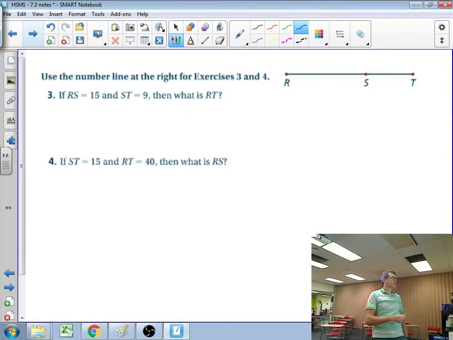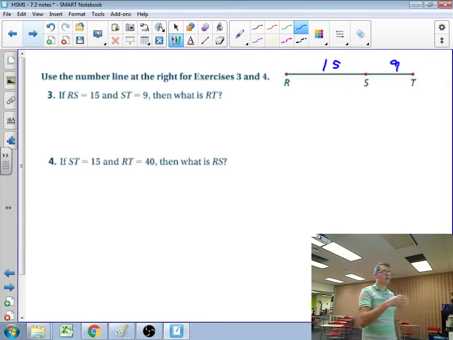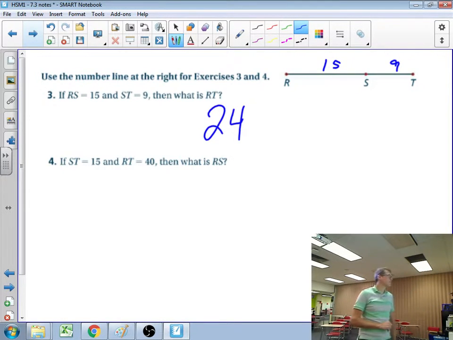So if RS is 15, so I'm going to go ahead and label RS is 15, ST is 9, then what is RT? Well, we see that RT is just the sum of RS and ST, so we can just add those together and get that my answer here is 24.